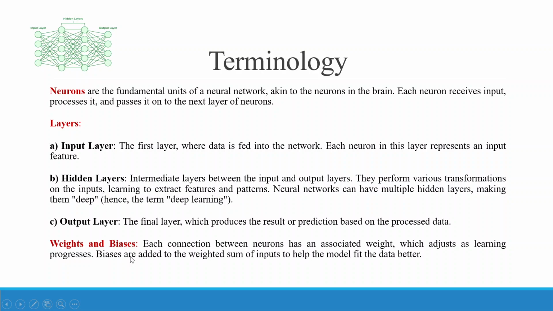Weights and biases. Each connection between neurons has an associated weight, which is adjusted as learning progresses. Biases are added to the weighted sum of inputs to help the model fit the data better. We'll understand the concept of weights and biases in the next slide.